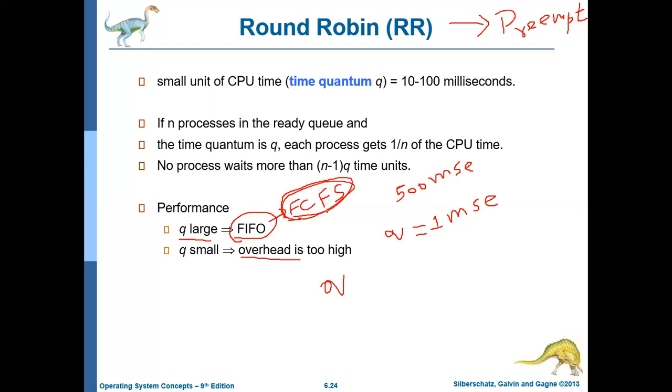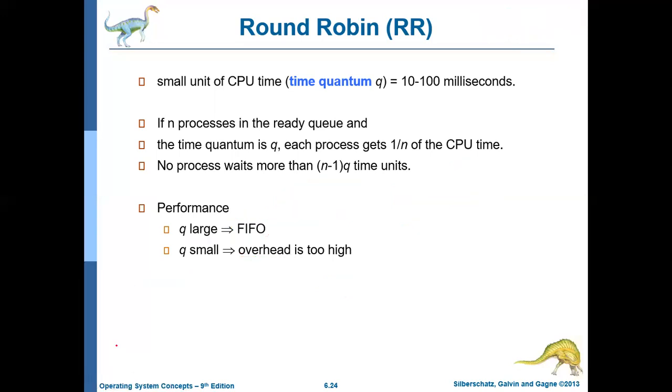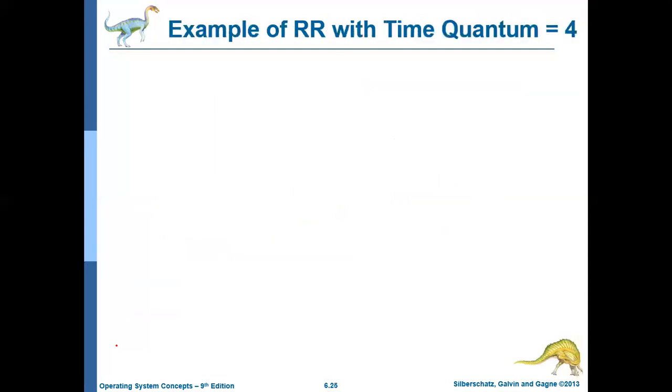Whereas the other two algorithms, shortest job first and priority scheduling, can work in both modes. Either they can work in preemptive mode or in non-preemptive mode. So these are some of the things which you should know. Okay, fine. Now let us understand how the round robin algorithm works with an example.